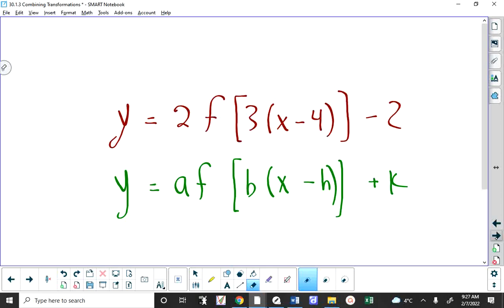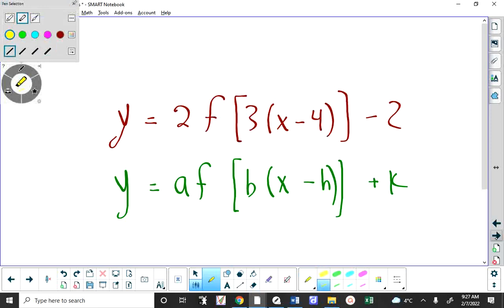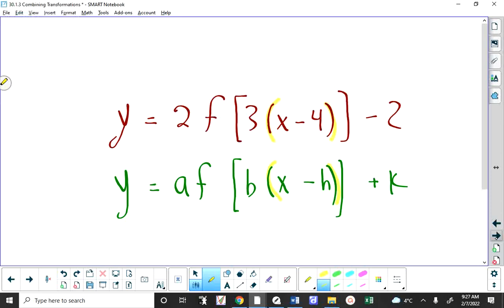We want there to be a set of brackets here around the x minus h, and we want the b to be multiplied by that set of brackets. Have I answered your question? Okay.